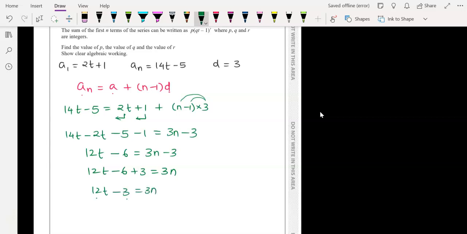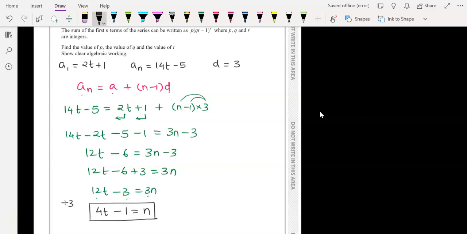Now we can see all three are divisible by 3. So divide the whole equation by 3. You will get 12 divided by 3 is 4t, minus 3 divided by 3 is 1, and 3n divided by 3 gives me n. So the number of terms is 4t minus 1. Now they're asking you to find an expression for sum of the n terms.